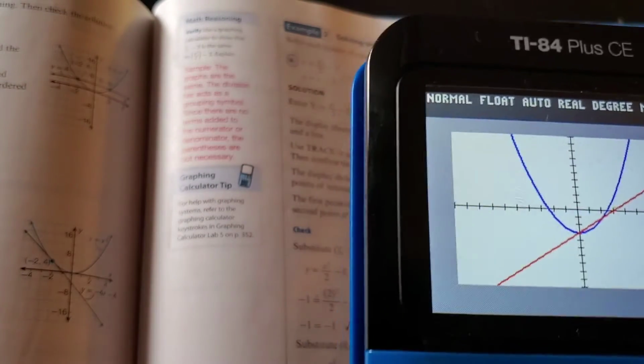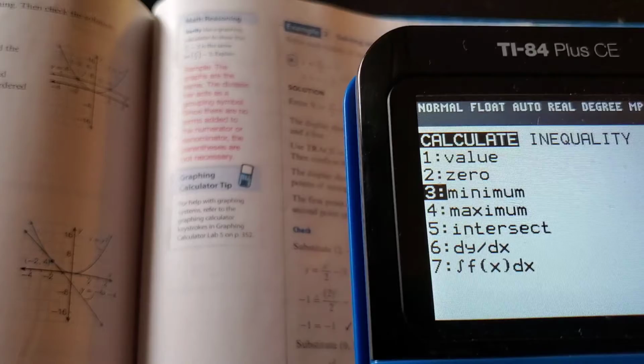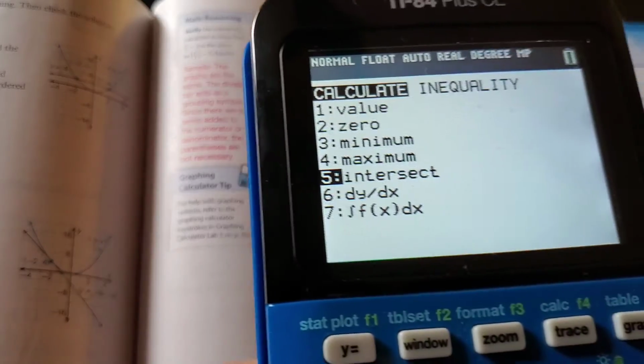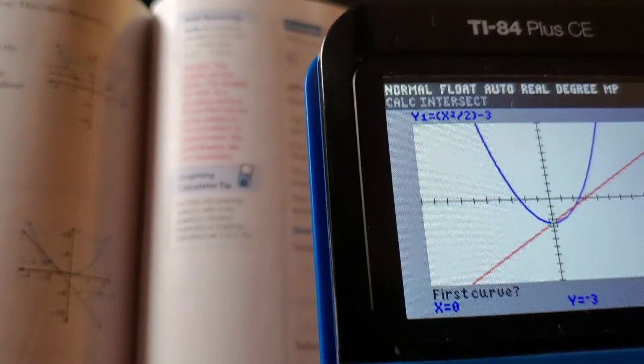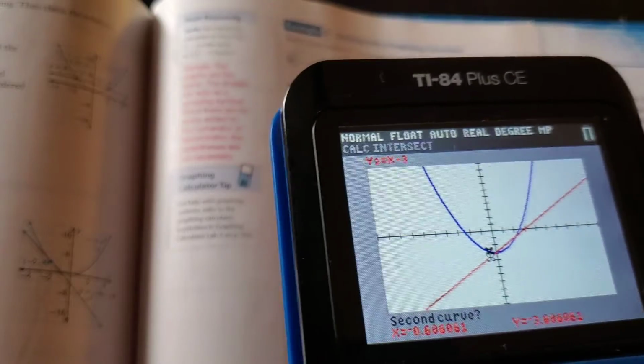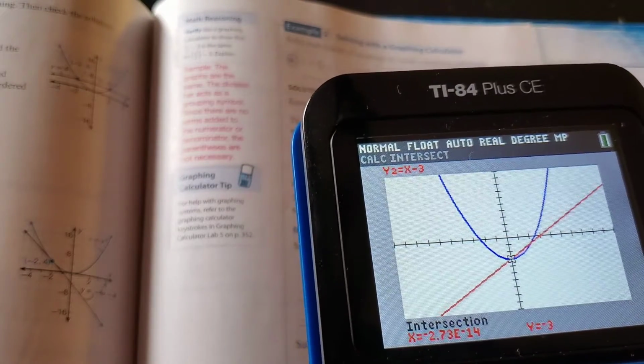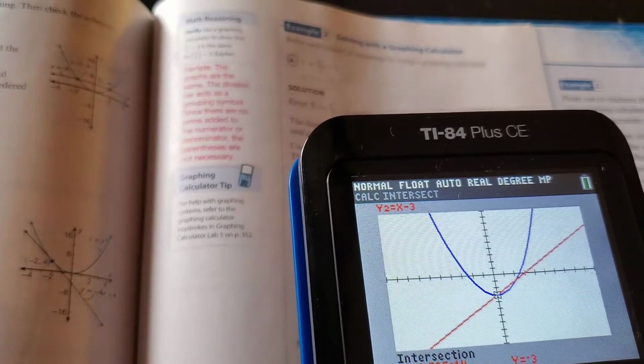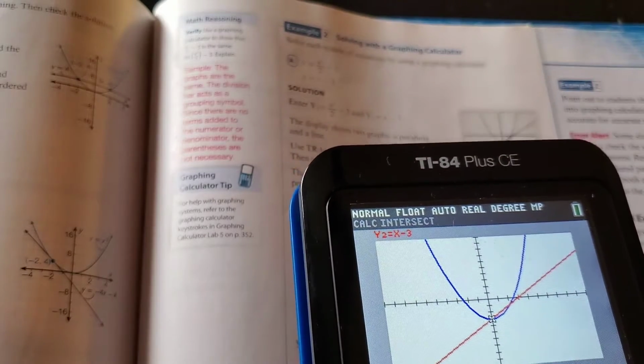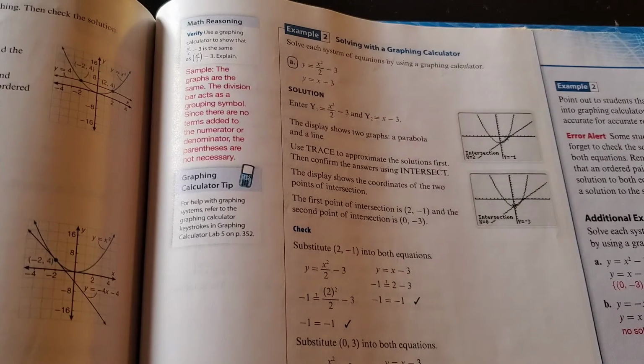So now you go to second trace, you go to intersect. Then the first curve, the blue one, the second curve, the red one. Make sure you're there. You press enter. I don't know, it's saying that x equals that. X should be 0. It obviously intersects there. X equals 0.